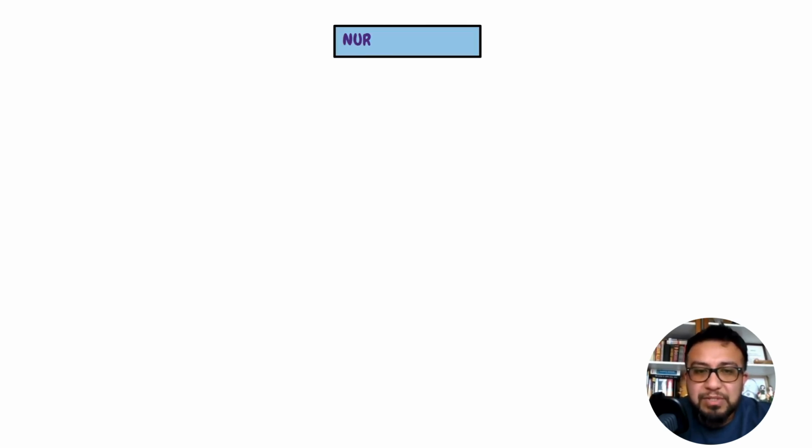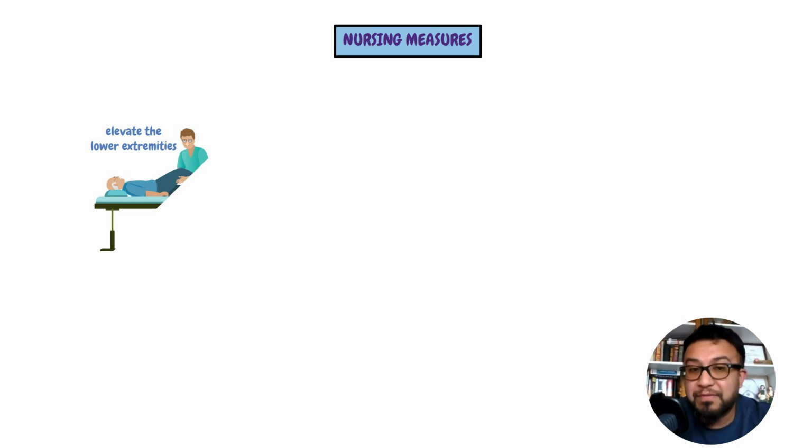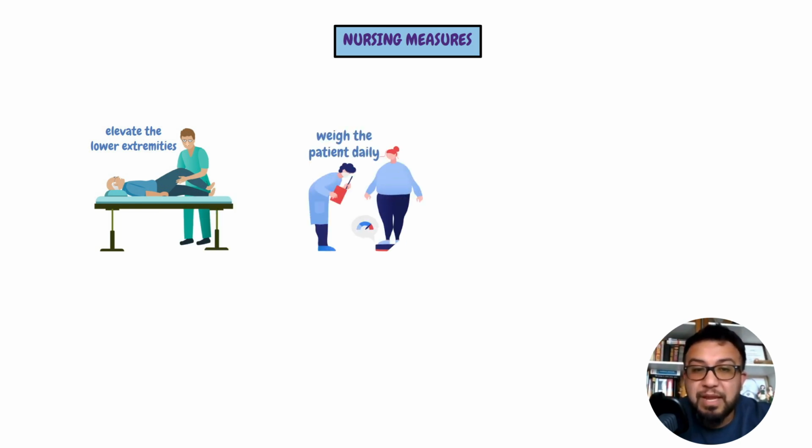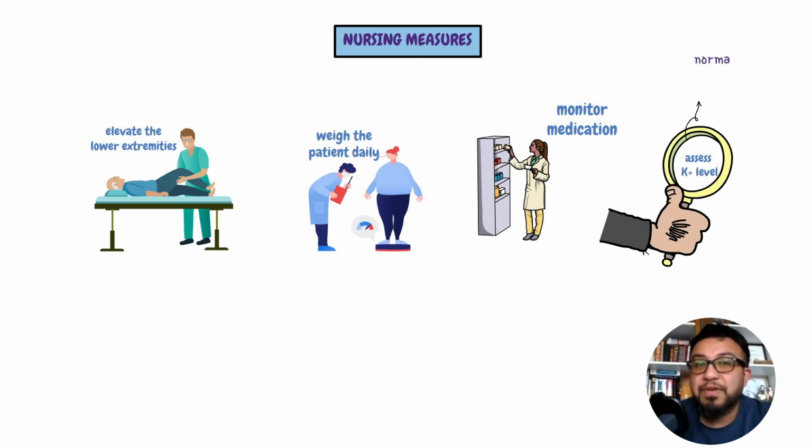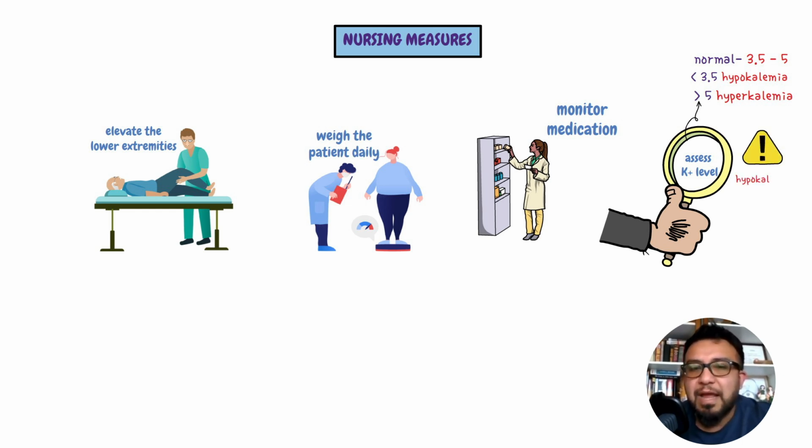Some nursing measures include elevating the lower extremities to promote venous return when people have things like right ventricular failure. Weigh the patient daily to monitor the fluid retention, and also monitor the therapeutic effects of medication like Lasix. You want to assess potassium levels. Remember that potassium is 3.5 to 5.0. Anything below 3.5 is called hypokalemia. Anything above 5.0 is considered hyperkalemia. And since the patient's taking digoxin, keep in mind that hypokalemia may cause digoxin toxicity. So it's important for us to monitor those potassium levels.